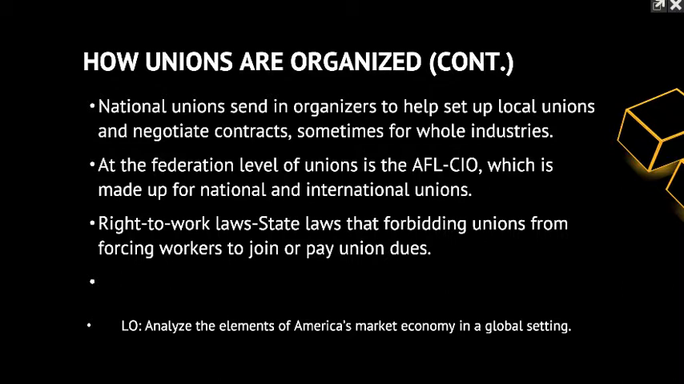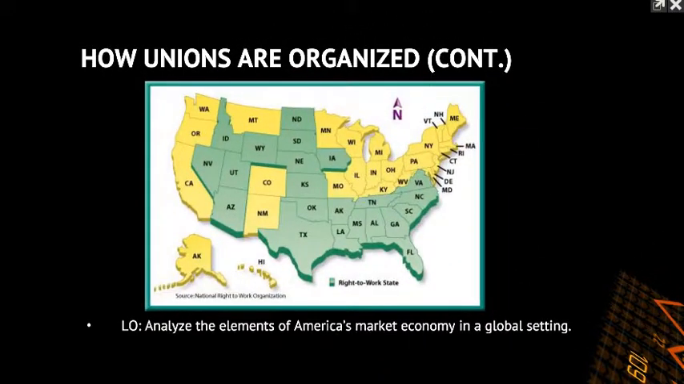At the federation level of unions is the AFL-CIO, which is made up of national and international unions. Right to work laws are state laws that forbid unions from forcing workers to join or pay union dues. When you look at this map, you can see the states shaded in green have right to work laws.